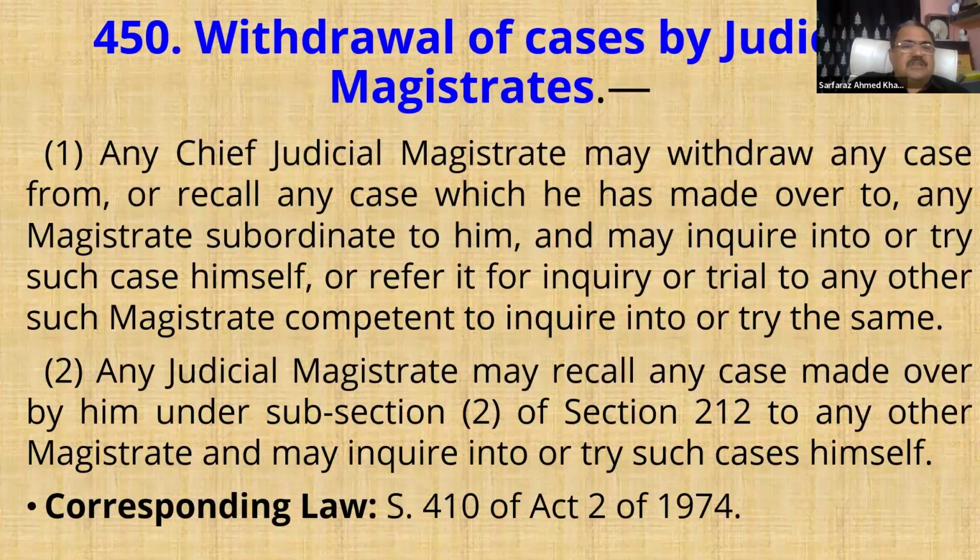Withdrawal of cases by judicial magistrate. Now, in the same way, in the old law it was 410. We normally used to file these kinds of applications, where a person can approach the CJM to transfer a case from one judicial magistrate to another judicial magistrate. Many times it happens, say suppose one judicial magistrate court has been empty for the last one year. What do you do? You can go to the CJM under this 450 and ask him to transfer it to another judge. So for some reason, the court can pass those kinds of orders.